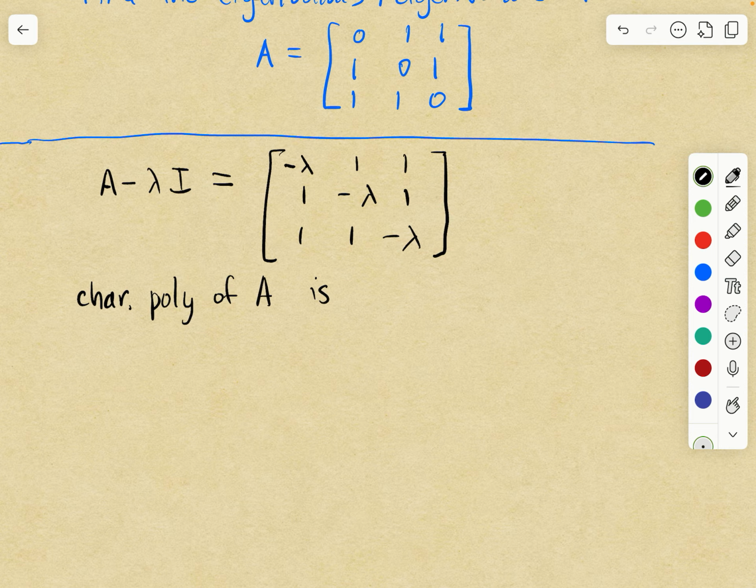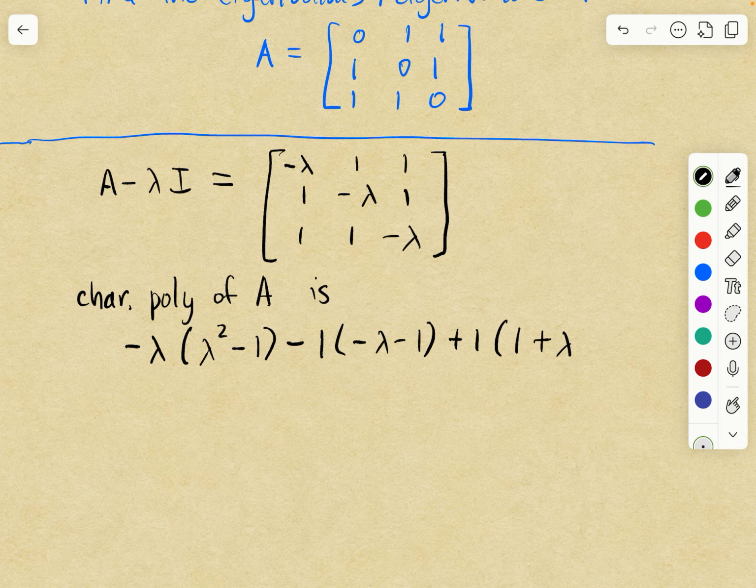It doesn't look like any row or column is particularly easy to work with because there are no zeros. So I'm just going to use the first row. When you do cofactor expansion along the first row, you get negative lambda times the determinant of this submatrix, so you get lambda squared minus 1. And then you have minus. Remember, it alternates plus, minus, plus. So I have minus 1 times the determinant of the submatrix, so you get negative lambda minus 1. And then plus 1 times the determinant of the submatrix, so you get 1 plus lambda.